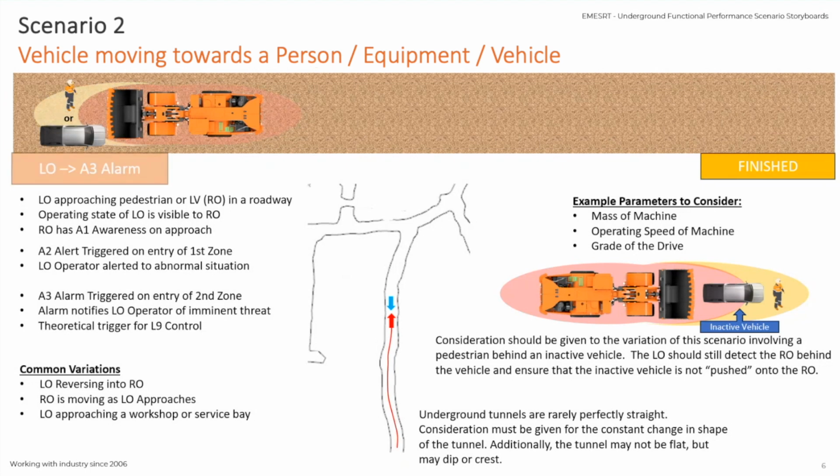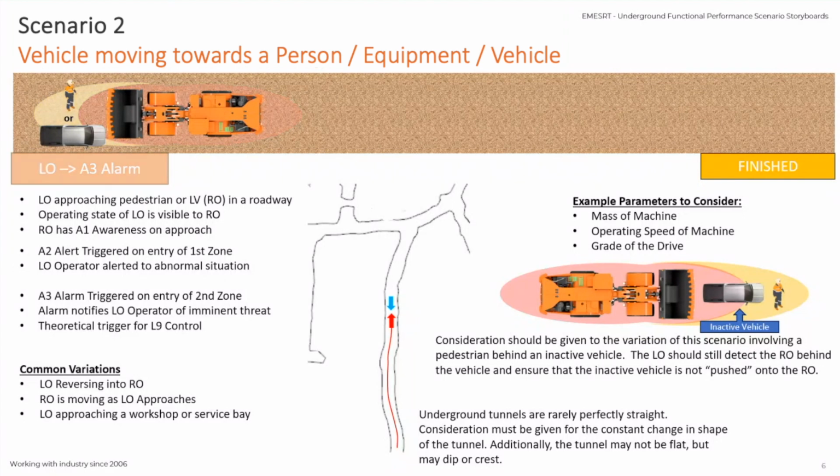We also need to give some consideration to what we're calling the knock-on effect, where one machine may push another machine onto a third party. So in the image on the right in the center there, I've got a loader who has hit an LV because the LV is inactive. So the machine's turned off, there's no one in it, there's no passenger. And in some circumstances, that may actually be invisible to the system of the loader. So if it is fitted out with a particular CAS system, it may actually be invisible. But the loader may see the pedestrian and think that they've got plenty of room, so they continue to drive forward and they push the LV onto the pedestrian.